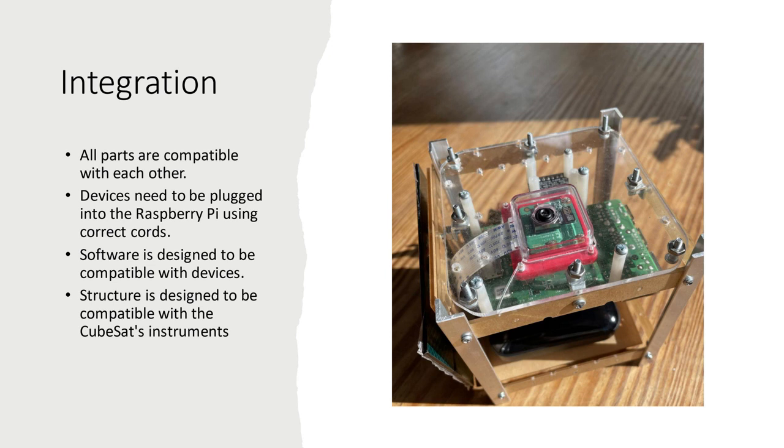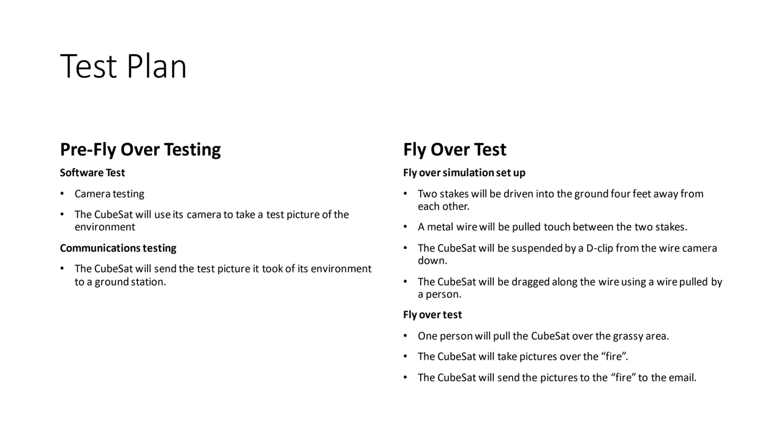Prior to completing its flyover test, the CubeSat will complete a software test and a communications test. The software test will include camera testing. The CubeSat will use its camera to take a test picture of the environment. During the communications test, the CubeSat will send the picture it took of its environment to a ground station.